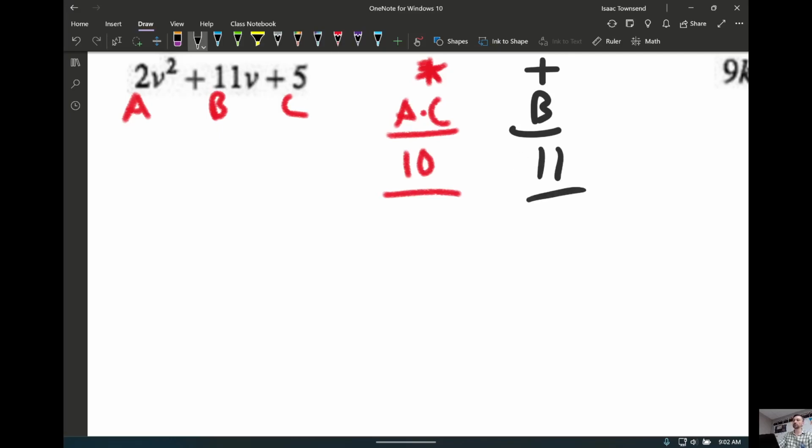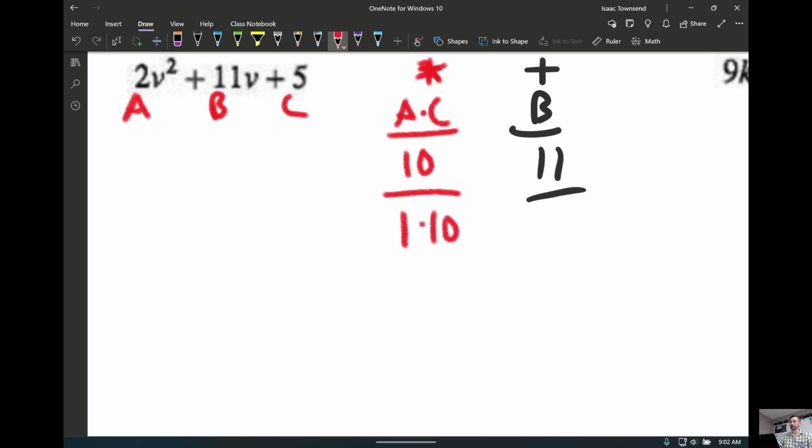If I can think of two numbers that multiply to this but add up to that, I can change this from three terms to four terms, and specifically four terms that will finish by factor by grouping. So worst case is you write out everything that multiplies to 10, although really you can stop as soon as you figure out the one that adds to 11.